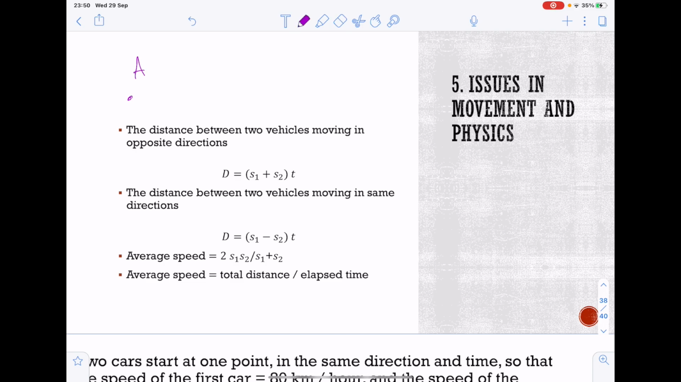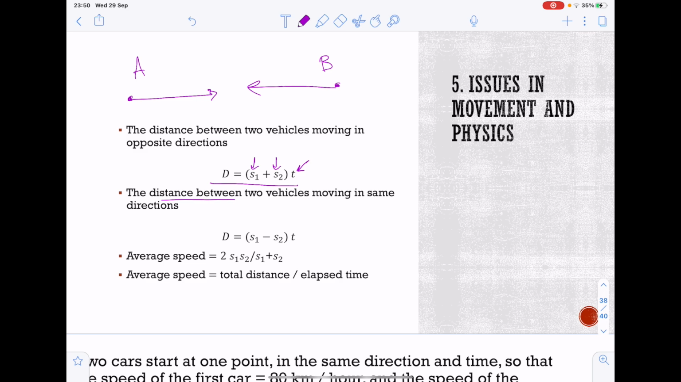moving from the left to the right, and vehicle B moving from the right to the left. The question is to find out the distance between them after a specific time. So you have to use this formula to find the distance: you add the speeds and then multiply by the time.